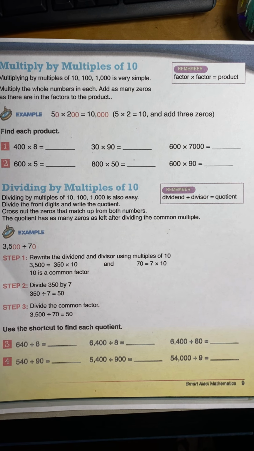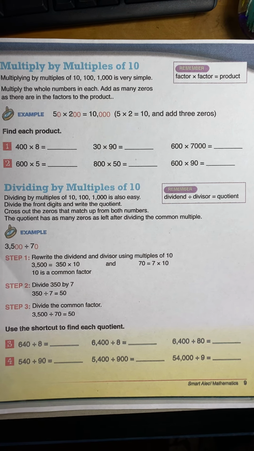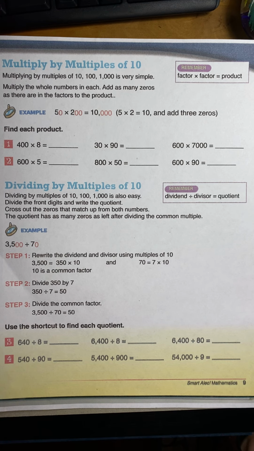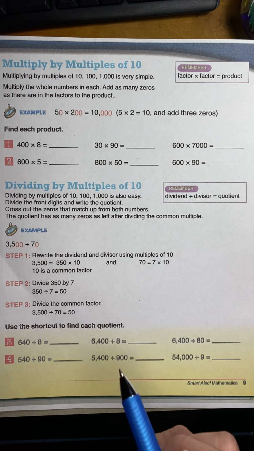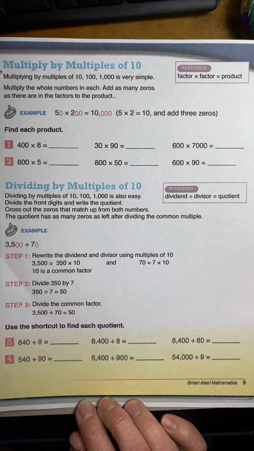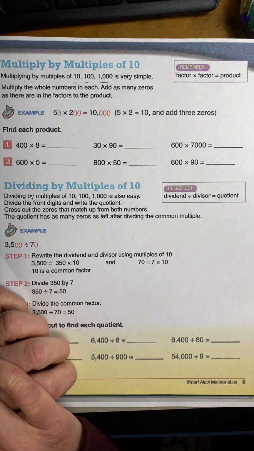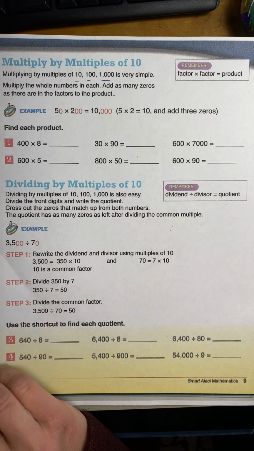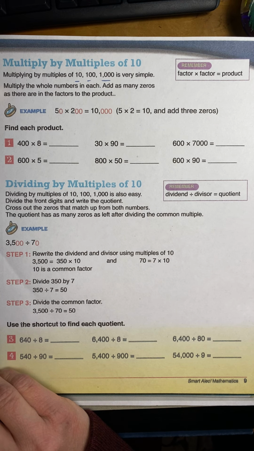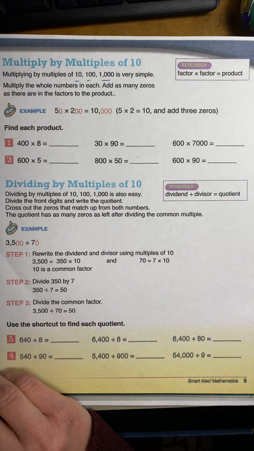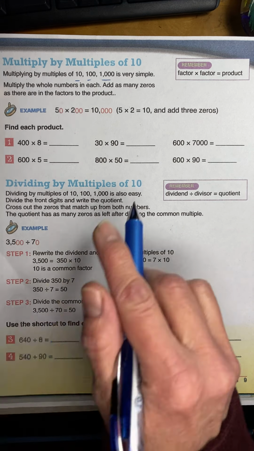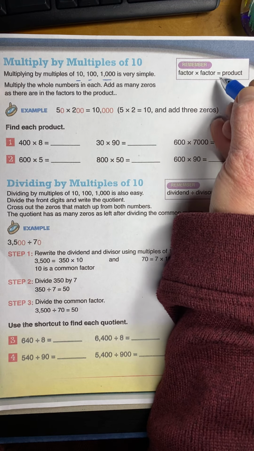Okay, I'm going to be using this worksheet as a grade, so I want to go over a couple of things before you do this on your own. Remember, when you multiply by multiples of 10, 100, or 1,000 is really very simple. Multiply the whole numbers in each and add as many zeros as there are in the factors to the product. Remember, a factor times a factor is a product.